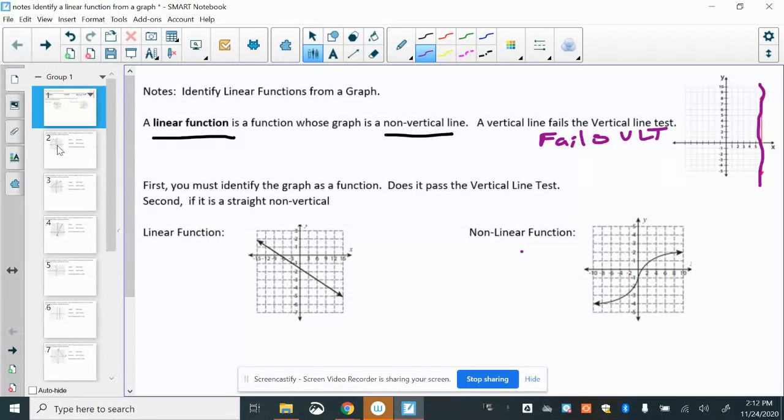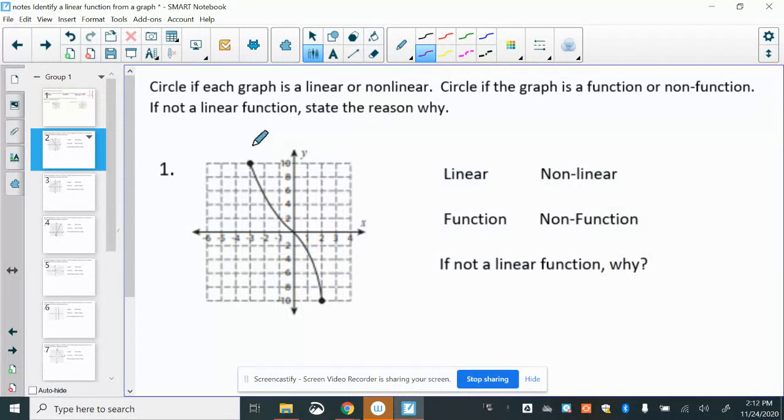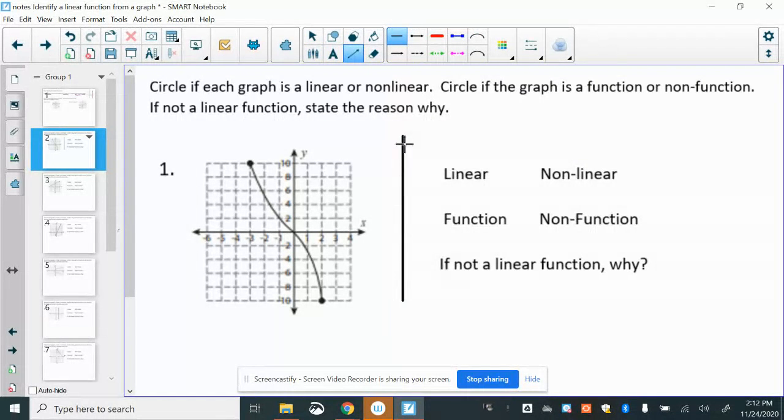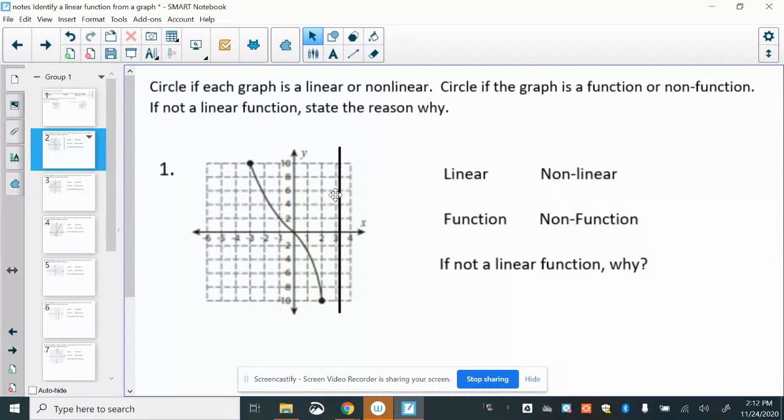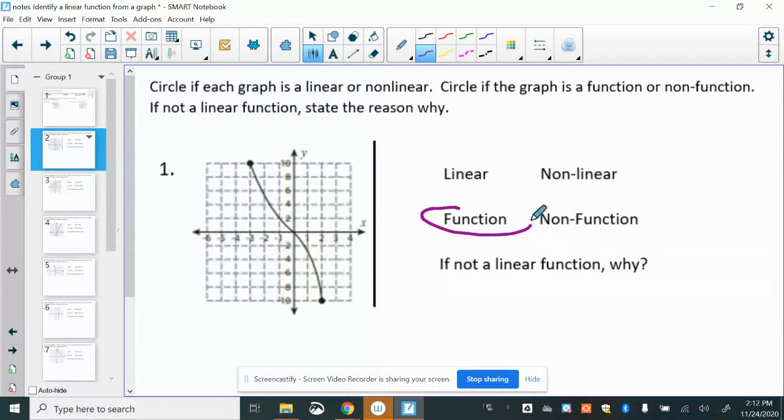So last week, we have some examples here. First thing we want to do is test to see if we pass the vertical line test. So we can give ourselves a straight line and try and test that out, running it across like this. And I'm just going to do these first two examples. So it passes the vertical line test, so it is a function. So I know that much. It is definitely a function.